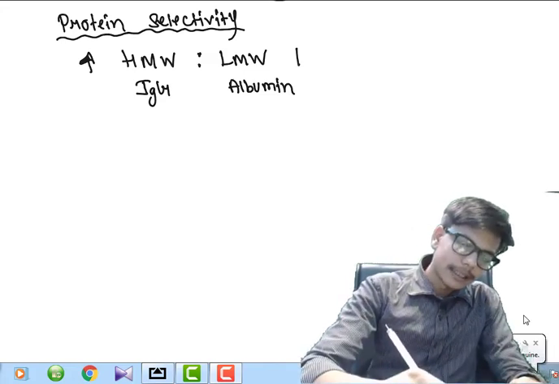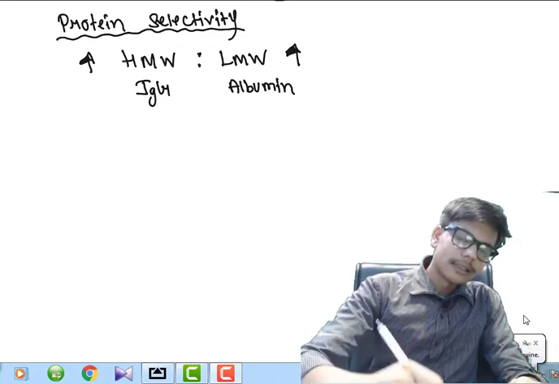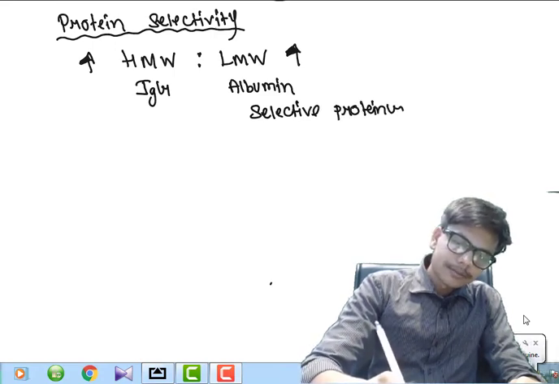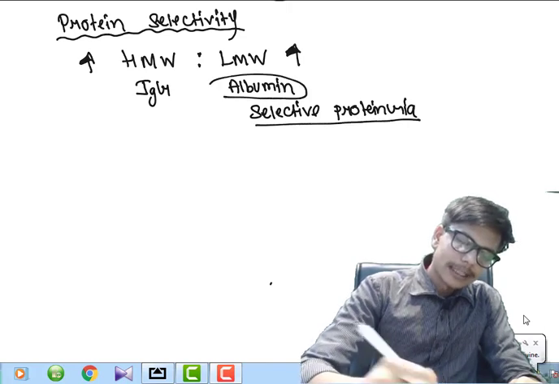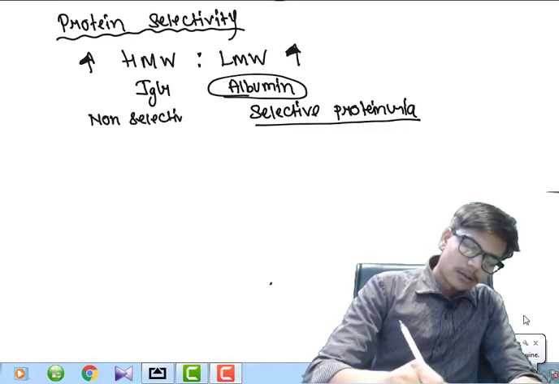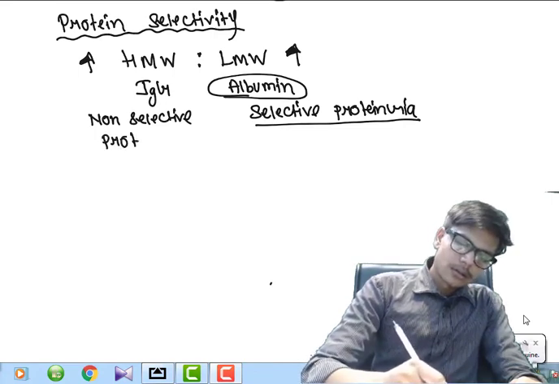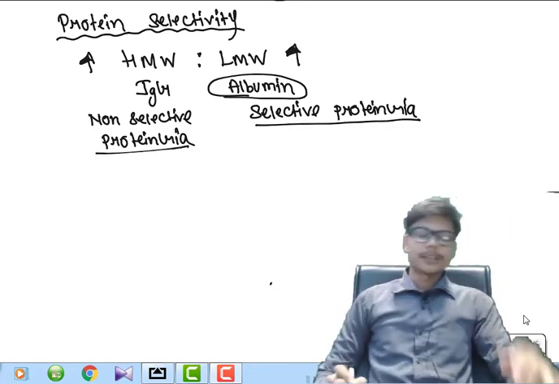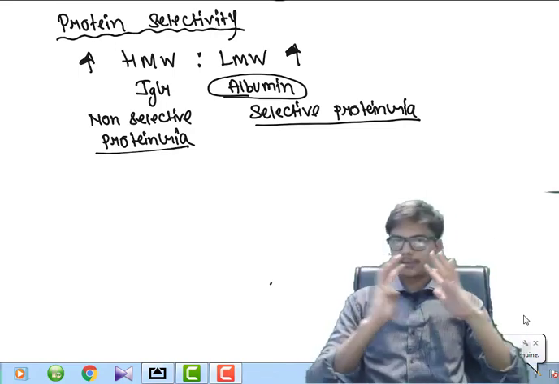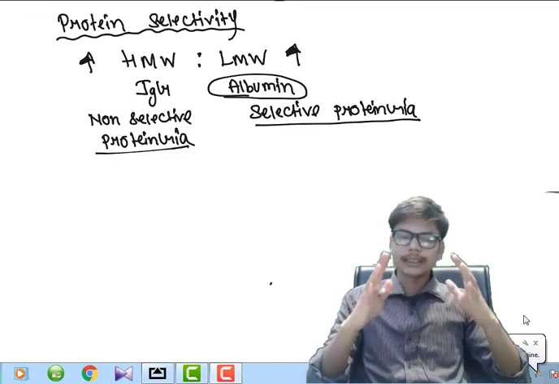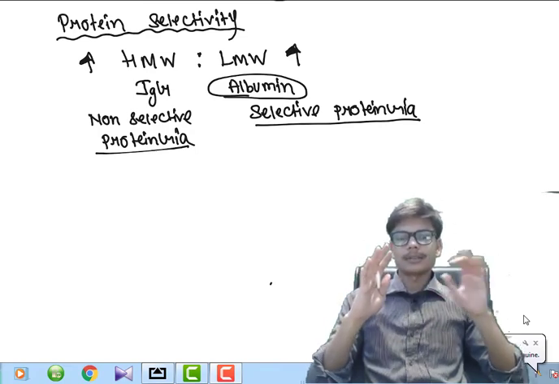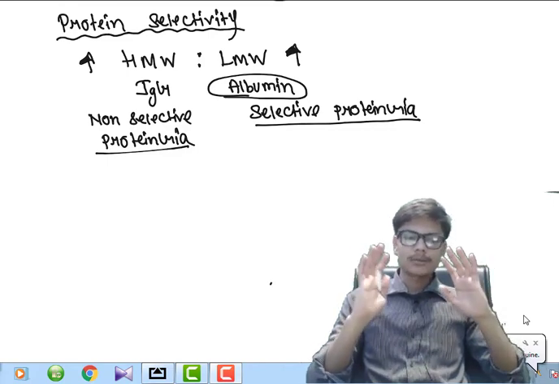And if low molecular weight protein is more in the urine, we call this selective proteinuria, which means albumin is more excreted in the urine. And non-selective proteinuria means high molecular weight protein is excreted more in the urine. The ratio is more for high molecular weight protein. In simple language, selective proteinuria means low molecular weight protein, that is albumin, is excreted more in the urine, so the ratio will decrease for high molecular weight protein to low molecular weight protein. So these are the two points you have to remember.